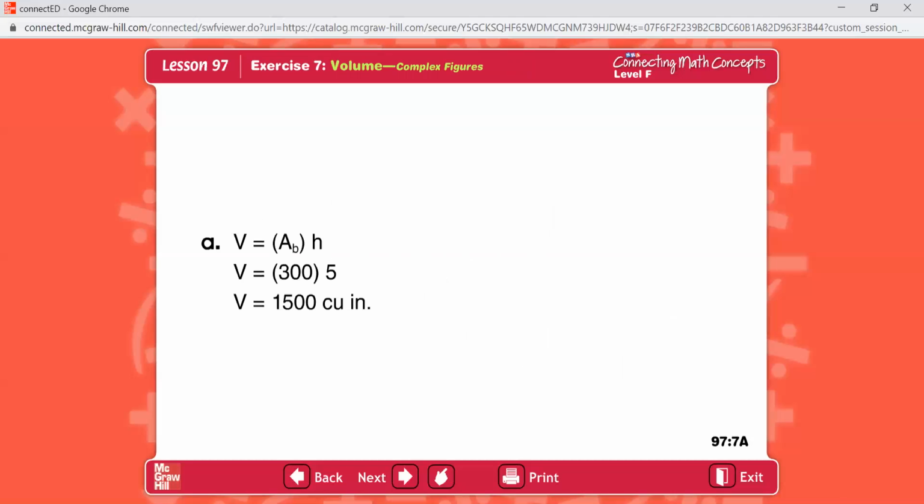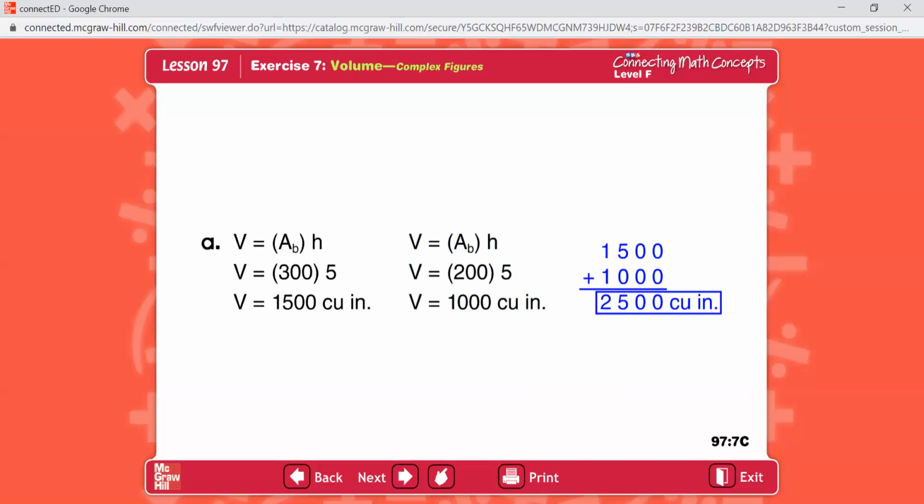Here's what you should have for the base of item A. Now, pause the video again to work the problem for the top stair. Here's what you should have in blue for the top stair. Now to find the volume of the whole area, add the two together. 1,500 plus 1,000 equals 2,500 cubic inches.